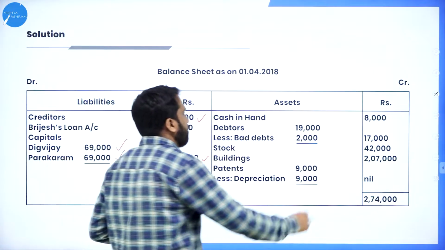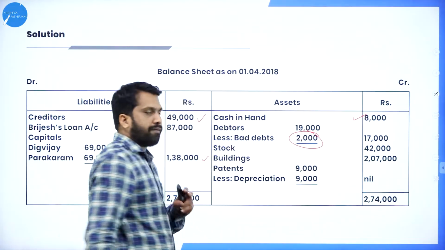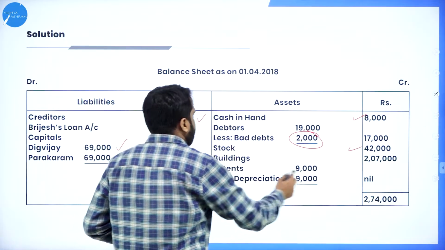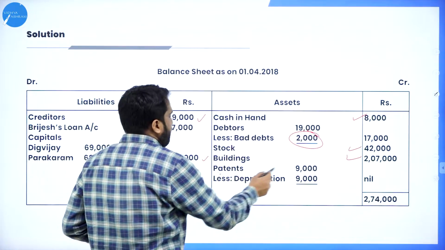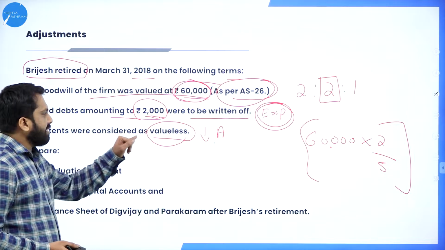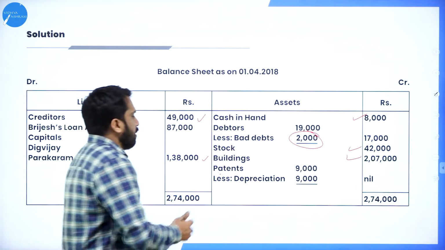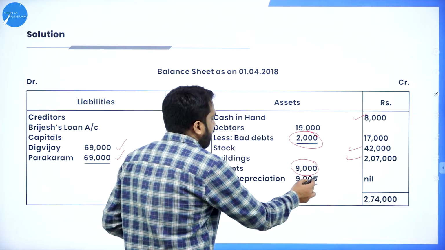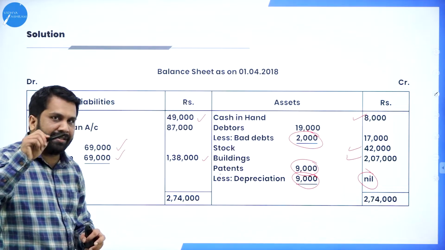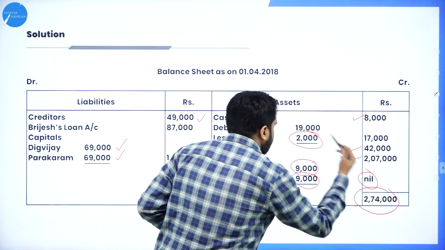Cash in hand will remain as it is. Debtors, as I told you, there is a bad debt of 2,000. We have to deduct. Stock as it is. Building as it is. Patent, they said, just check. Patent was considered valueless, 0. Now, patent was 9,000. Now they have cancelled 9,000. It has become valueless, 0. Now total everything, 2,74,000, 2,74,000.